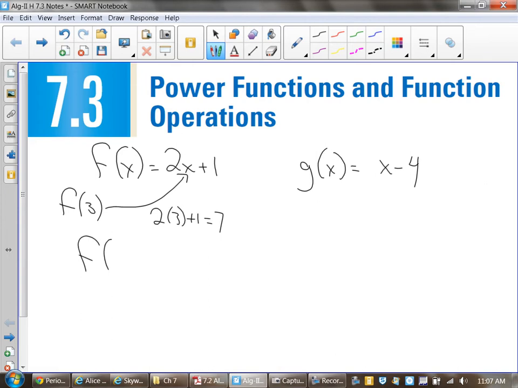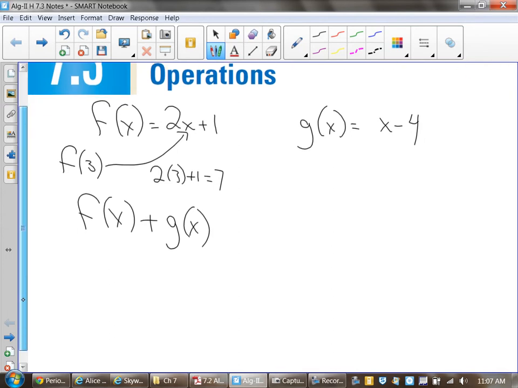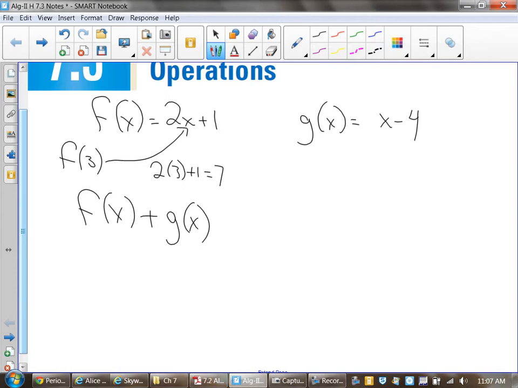What's going to change today is that it's going to look like this. What is f of x plus g of x? Okay. All right. What is f of x according to what I gave you? 7 would be f of 3. f of x is 2x plus 1, and what's g of x? x minus 4. What would you do? Combine like terms. You get 3x minus 3.